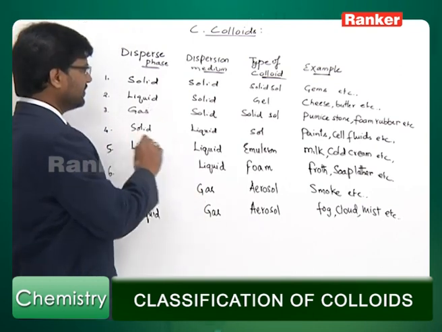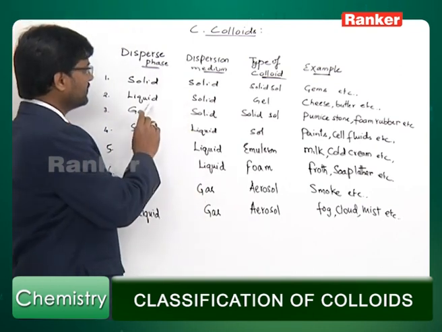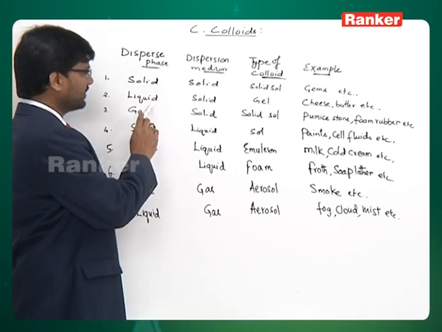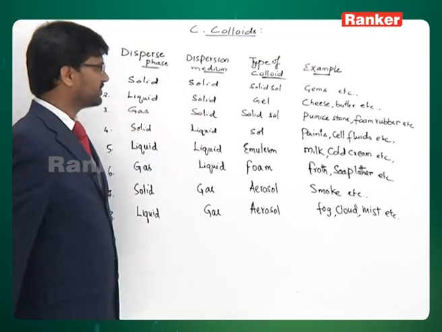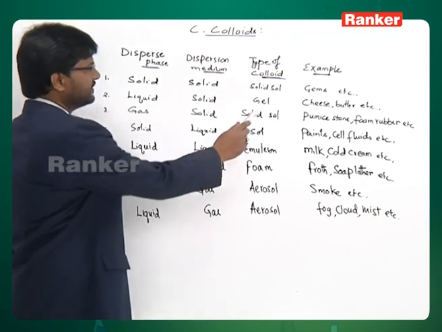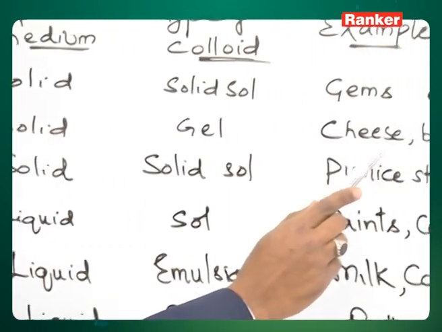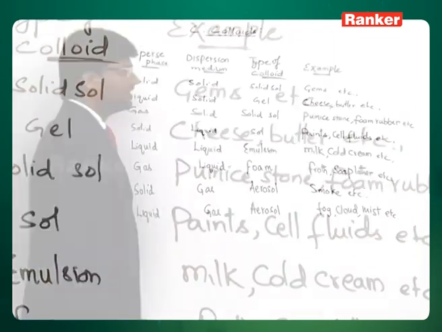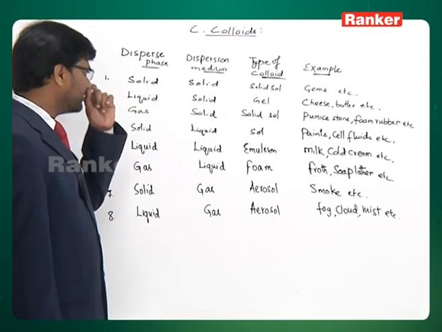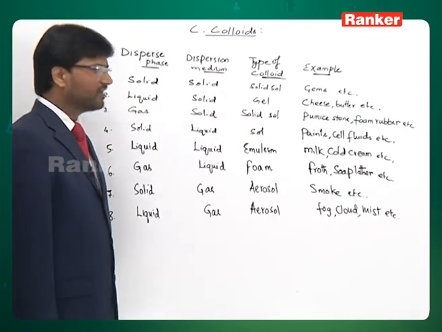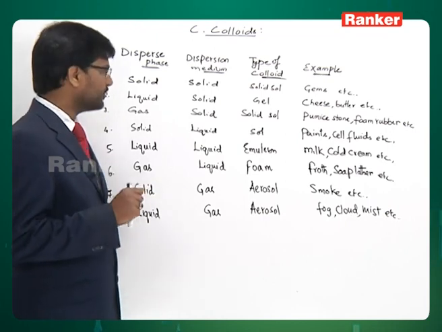Look at this case, liquid in solid. Here you have disperse phase as a liquid and dispersion medium is a solid, and it is described as gel. Examples are cheese, butter, even shoe polish. So, liquid in solid colloidal solution is described as gel. Examples are cheese, butter, shoe polish, etc.